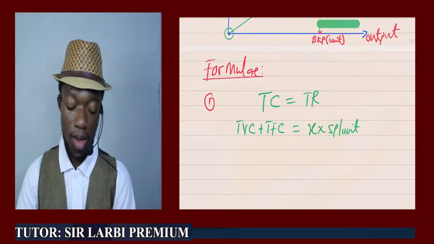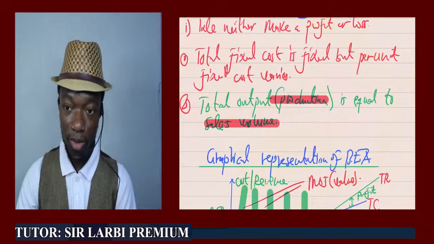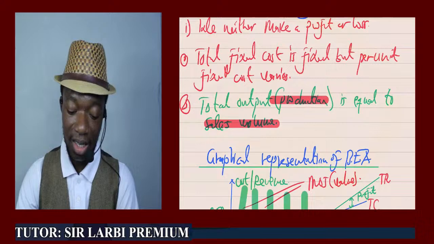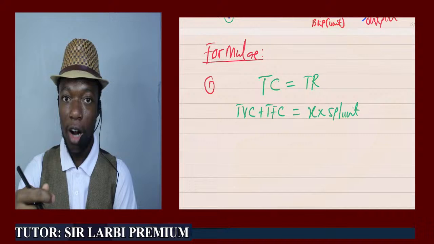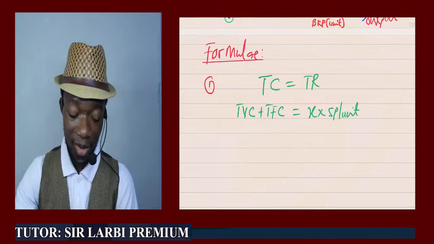Okay, now let's break it down further so that you understand what we are trying to say here. If you remember, I'm also taking you back to the assumption, which is going to be useful here: total output in terms of production is equal to sales volume. So that means when we produce any output, we incur a cost, and the costs are segregated into two: fixed cost and variable cost. As I said, it is the variable cost that will change with respect to the output.